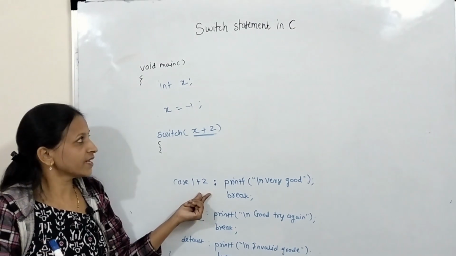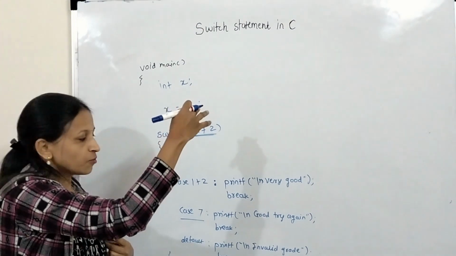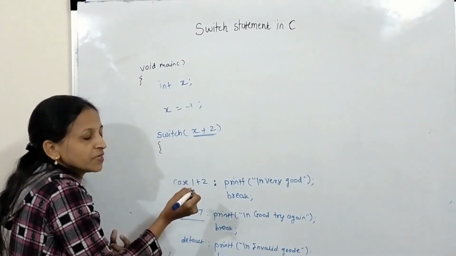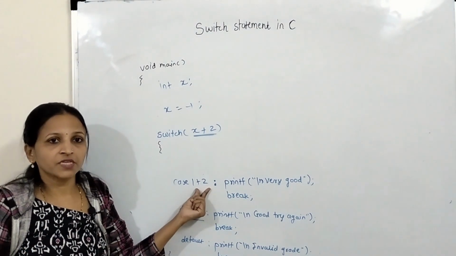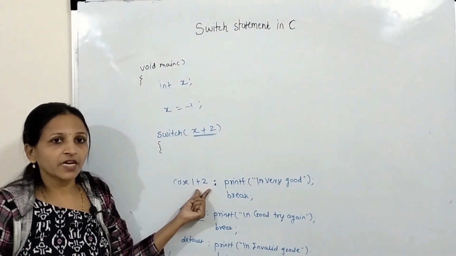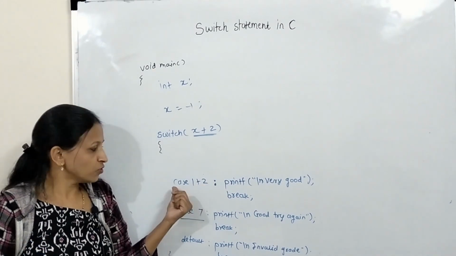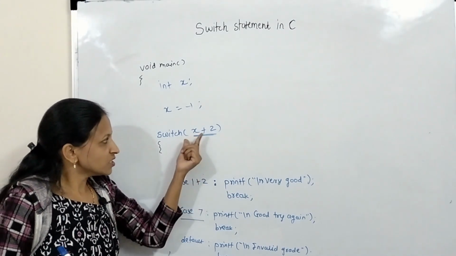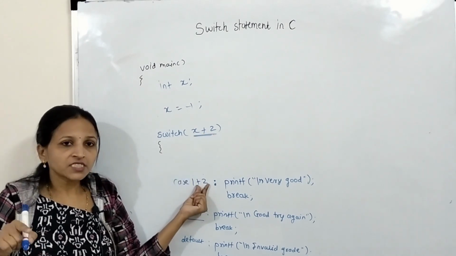We cannot write like this, a plus b. Suppose there are two variables a and b inside our program, we cannot write here a plus b. But we can write a fixed constant value, an expression having a fixed constant value, in case also. Means suppose this results in 3, then this case will get executed.